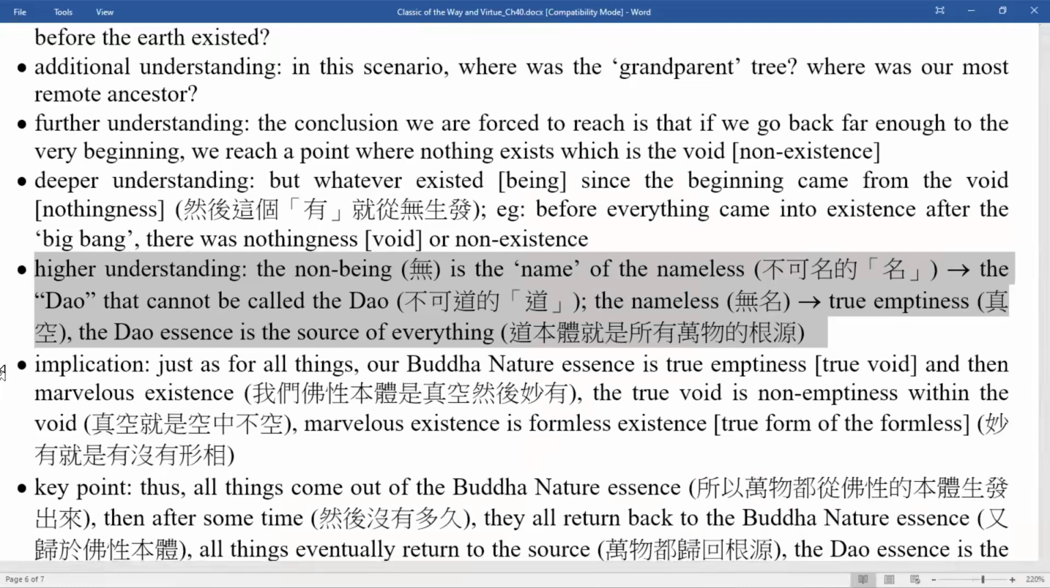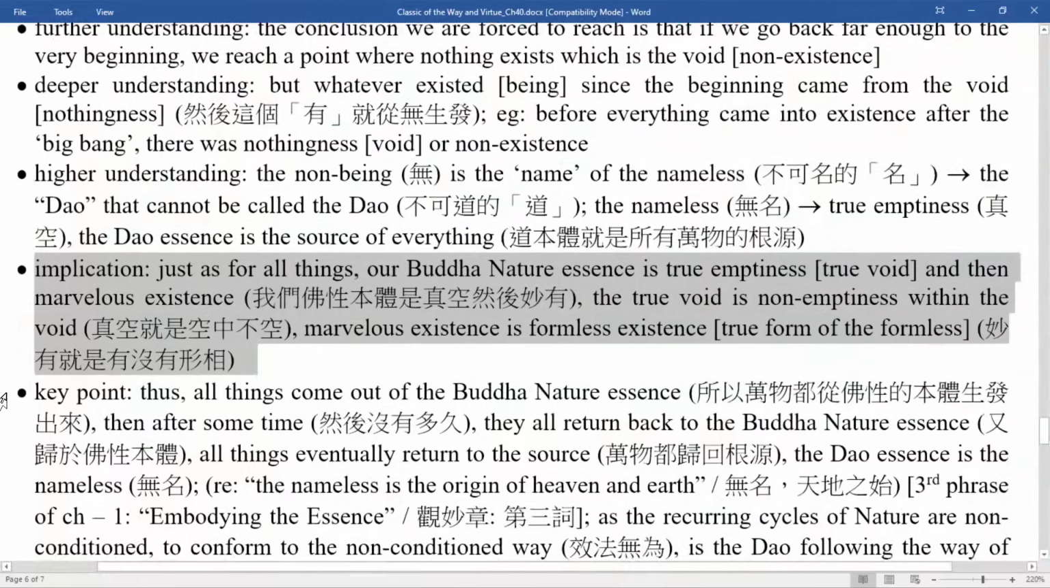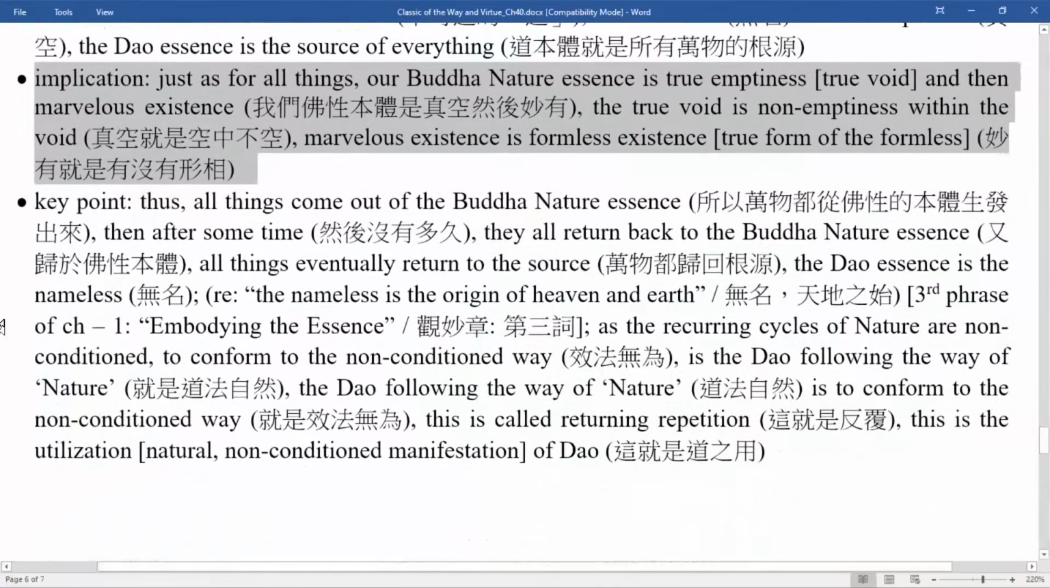All right. Okay, so the implication is that, as for all things, our Buddha nature essence is true emptiness, true void, and then marvelous existence. The true void is non-emptiness within the void, so it seems paradoxical. That's why it's called a true void or true emptiness, because there is something. There's marvelous existence, and the marvelous existence is the formless existence, the true form of the formless. It's just that we can't see it. That's why it's the limitless, or infinite possibilities.